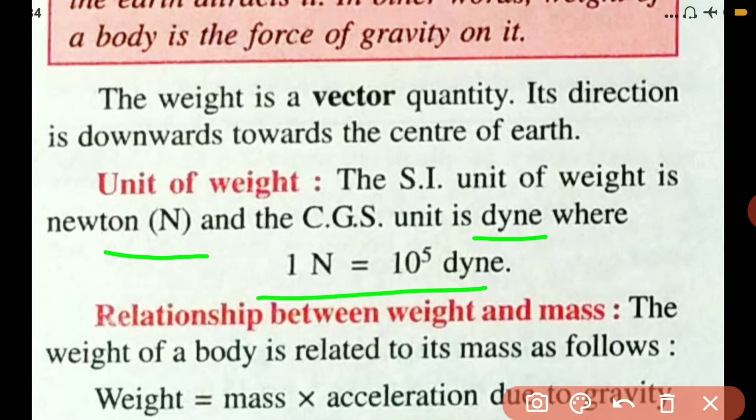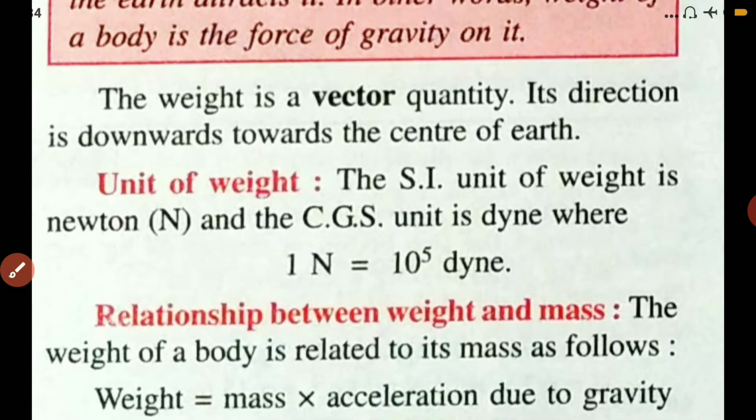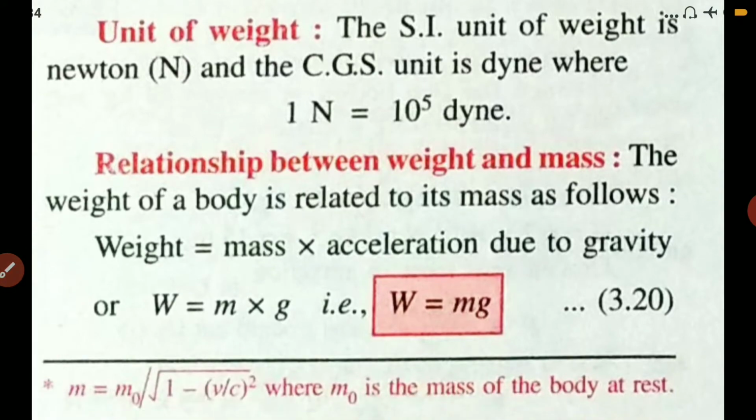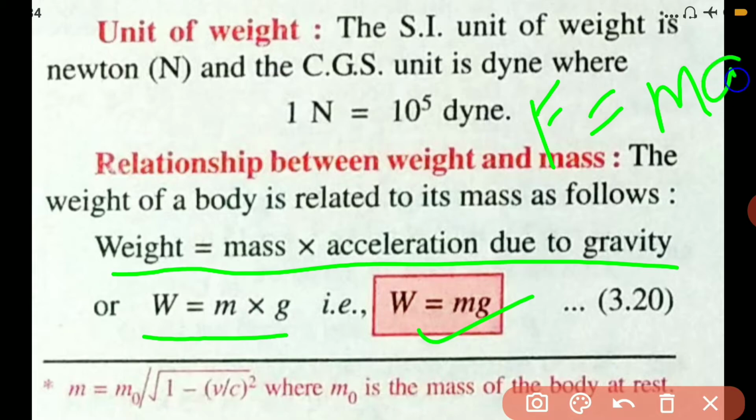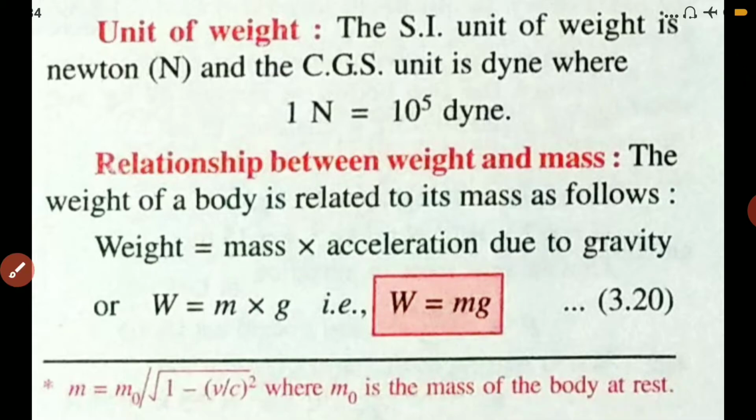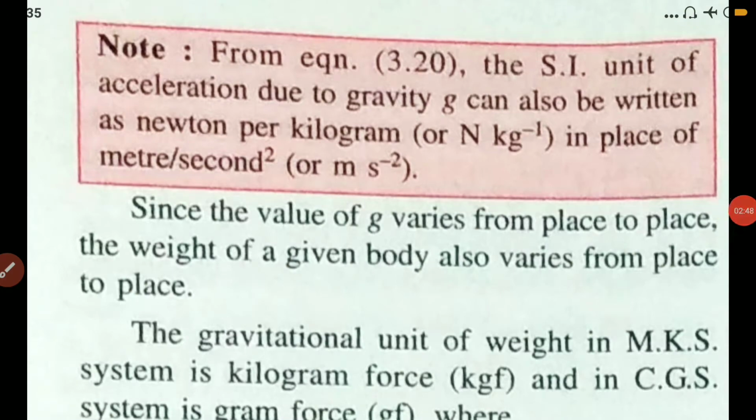Now, the relationship between weight and mass, that is formula of force. The weight of a body is related to its mass as follows. Weight equals mass into acceleration due to gravity, where W equals m into g, hence we shall get W equals mg, which is the other form of F equals ma, right? Because weight is force. Note, from equation 3.20, the SI unit of acceleration due to gravity, g, can also be written as Newton per kilogram. Remember, this is also the unit of acceleration due to gravity in place of meter per second square. This was also explained in the previous video on numerical problems.